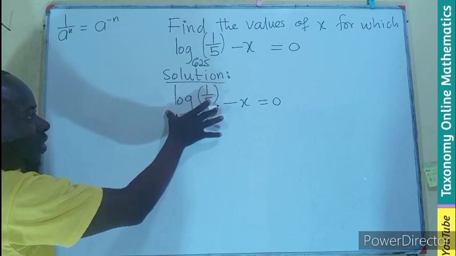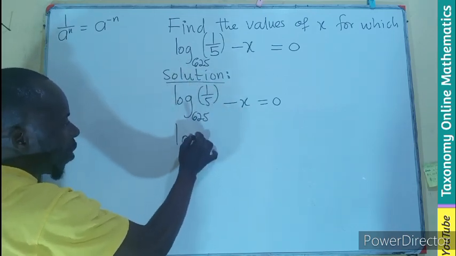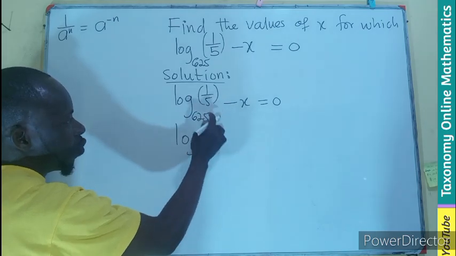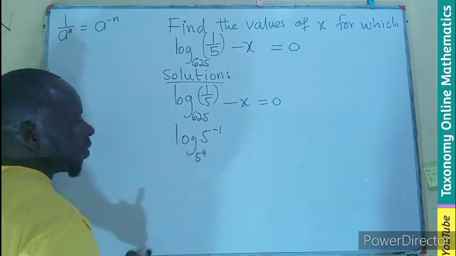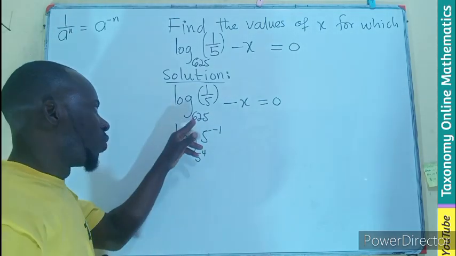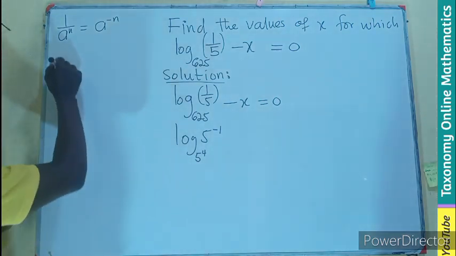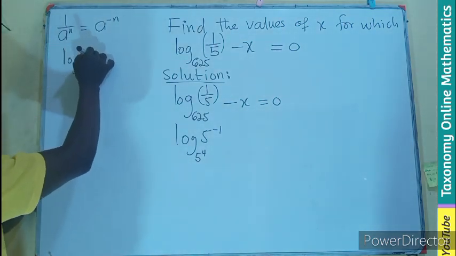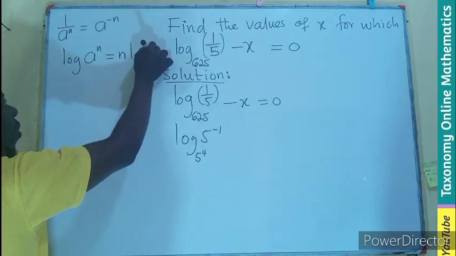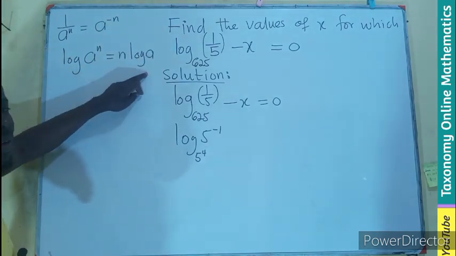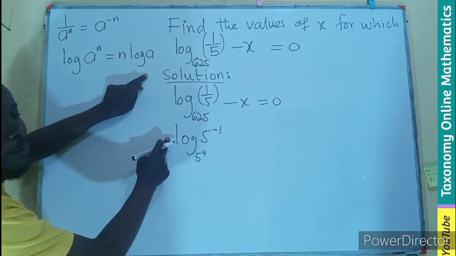I'm only concentrating here, leaving the x. Meaning the whole of it becomes the log of 5 exponent minus 1. There's a 1 here. Then 5 exponent 4, 5 exponent 4 gives you 625. Now, remember, if I have the log of a exponent n, it becomes n log of a, ignoring the base. So here I'm having the same thing. The exponent will come forward and multiply.